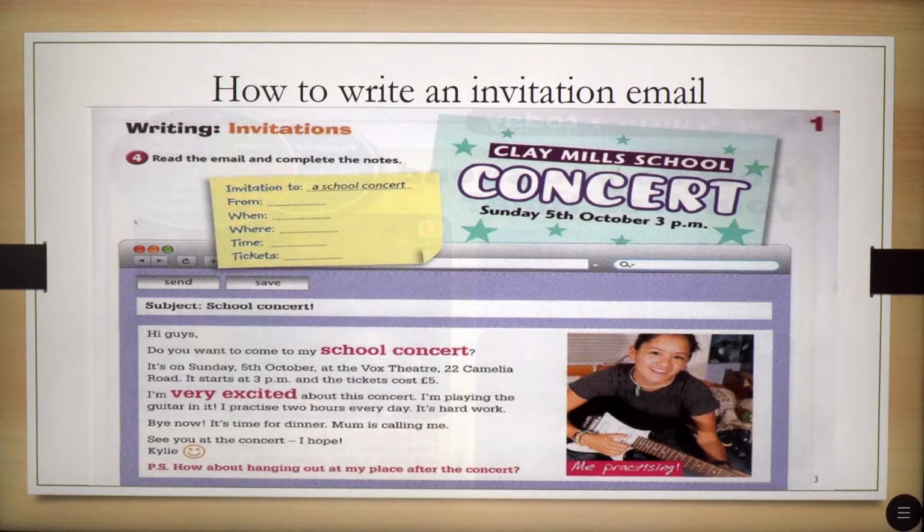When you forget some information in the email, you write P.S., which means postscript, something that you wanted to add to the email.